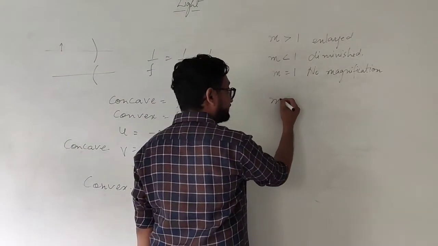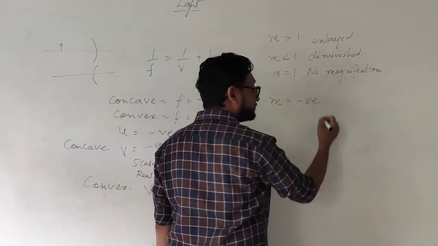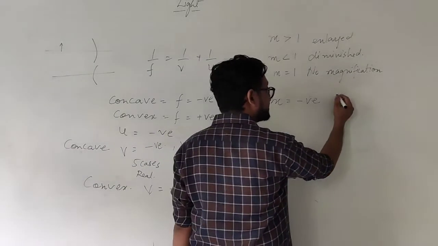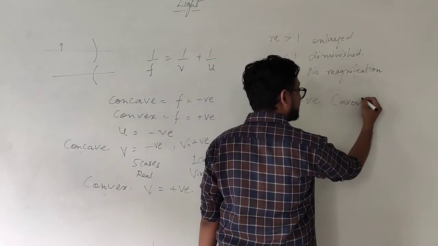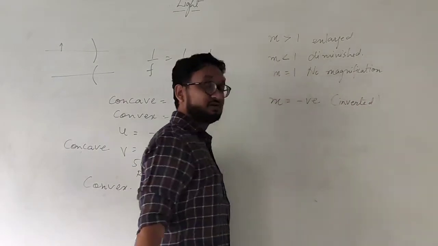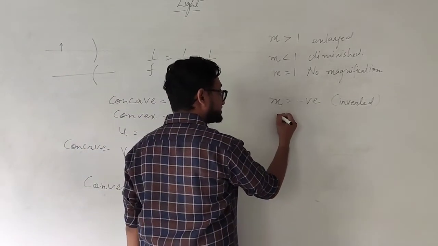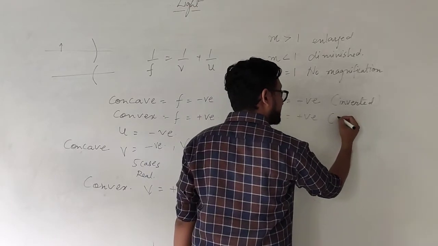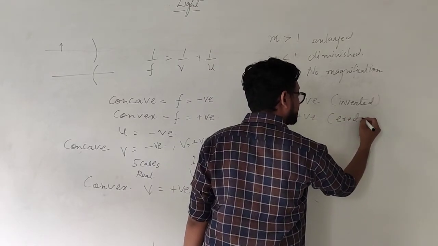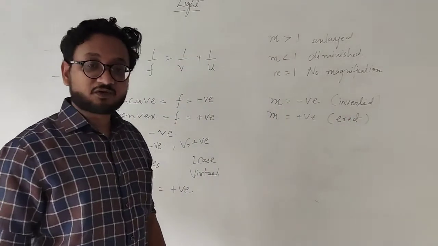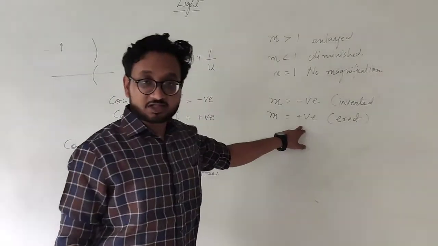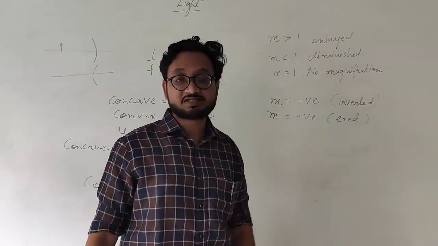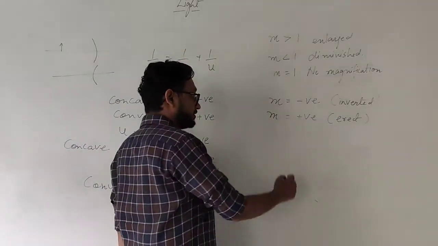Now, if the magnification is negative, then the image is inverted. And if the magnification is positive, then the image is erect. If you get the answer of magnification as positive, the image is erect, and if you get the answer of magnification as negative, then the image is inverted. Okay?